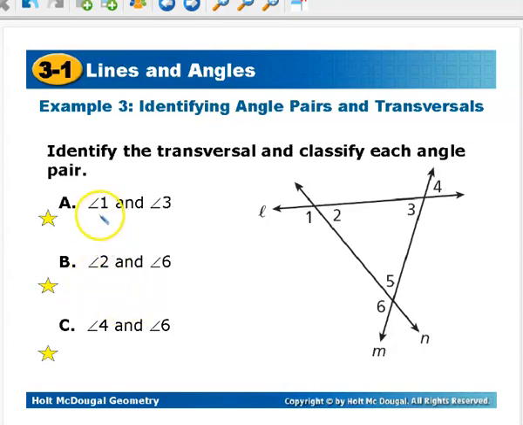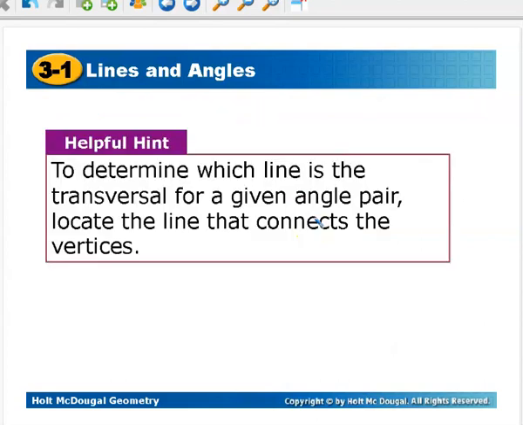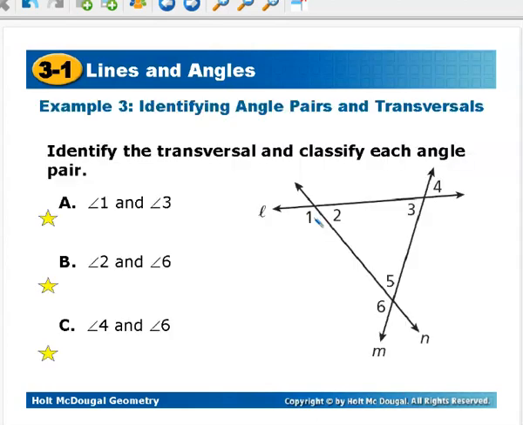So if I'm looking at angle 1 and angle 3, that's my relationship. This is where this helpful hint is important back here. If you're trying to figure out which line is the transversal based on the angle pair that you're given, look for the line that connects the vertices. Okay, so now let's go back to this diagram.